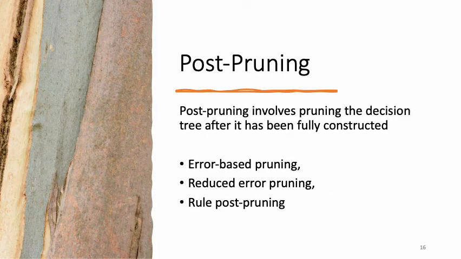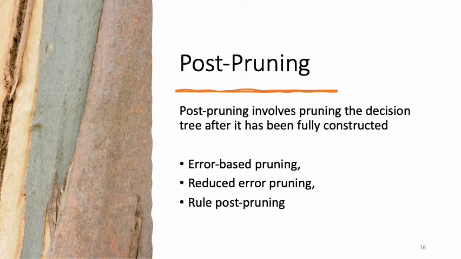Post-pruning involves pruning the decision tree after it has been fully constructed. These techniques aim to make the final tree more general. The first approach is error-based pruning. This method replaces subtrees with leaf nodes by comparing the error rates.